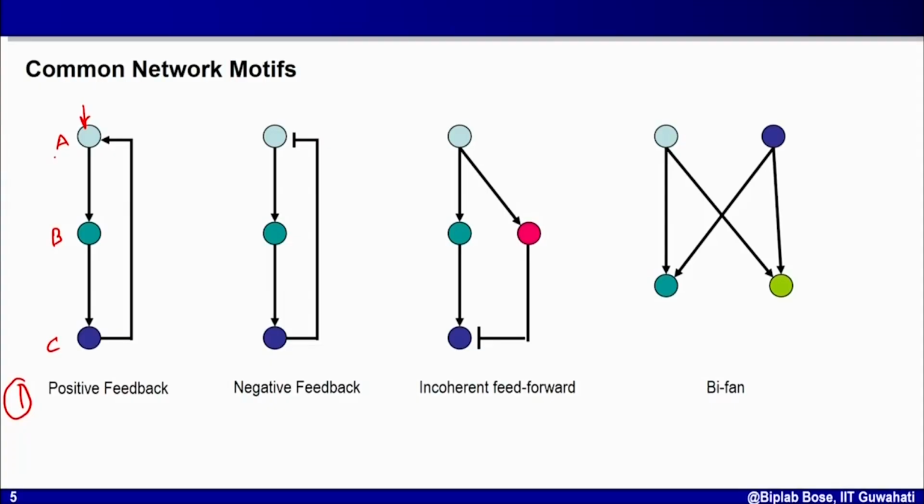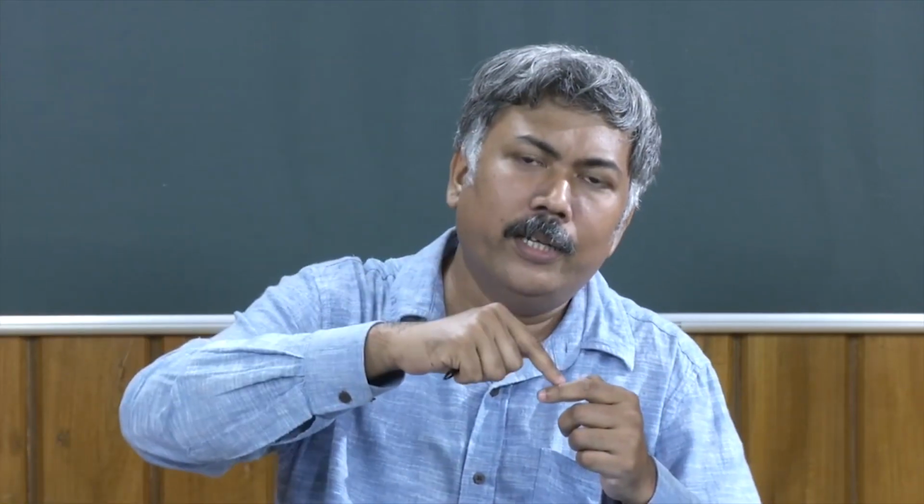For example, A may be working as a transcription factor and controlling the expression of B. B is again a transcription factor that controls expression of C. And C again is a transcription factor that also controls A's production. That means A will induce production of B, B will induce production of C, and C in turn will induce production of A. So it is again a positive feedback.